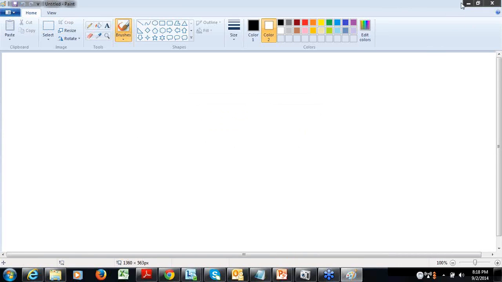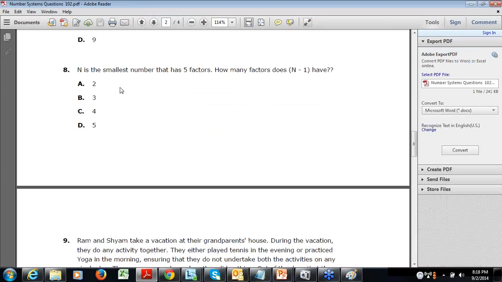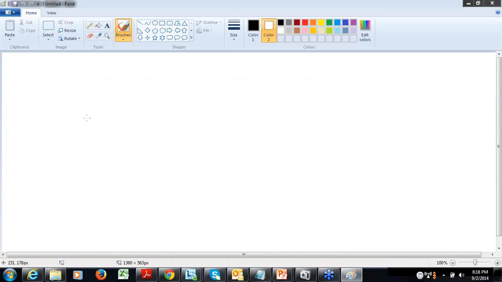Question number 8, what does it say? Question number 8 says that n is the smallest number that has 5 factors. How many factors does n minus 1 have? So what will be the number? The smallest number will be a prime number to the power 4 that will have 5 factors.